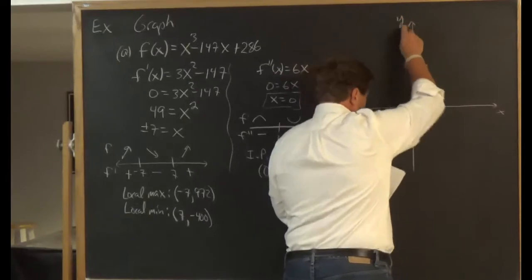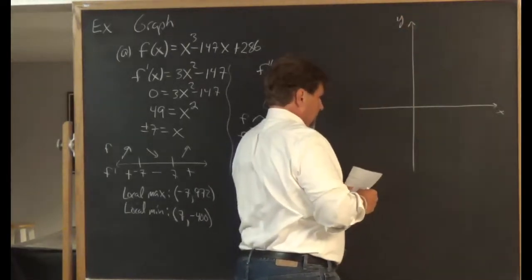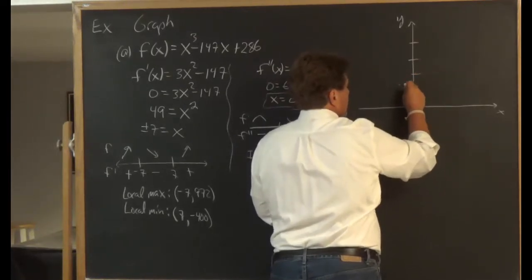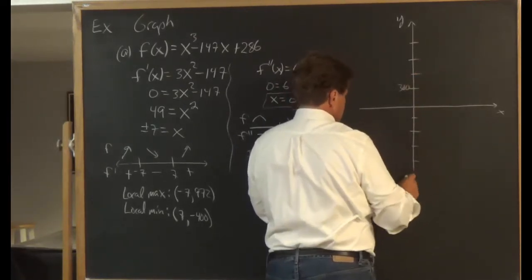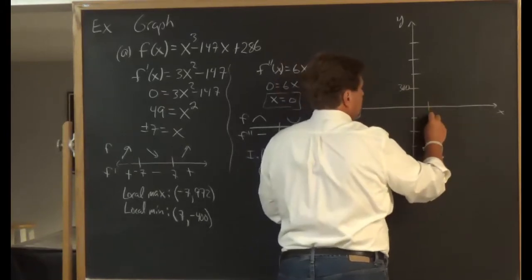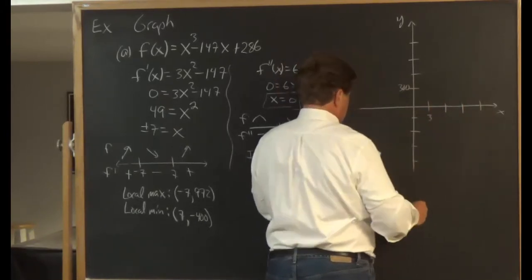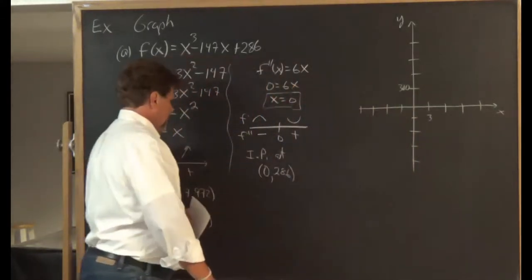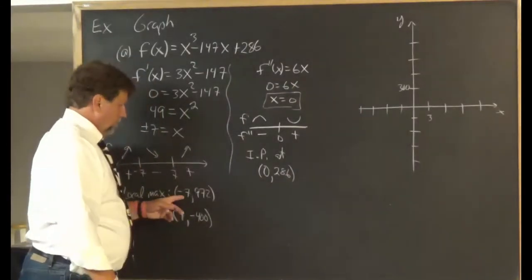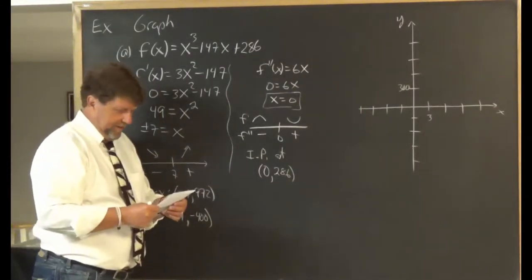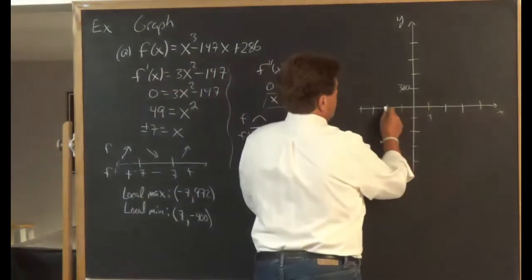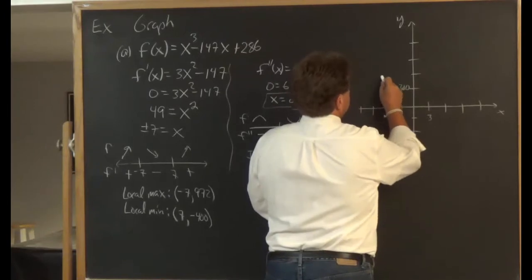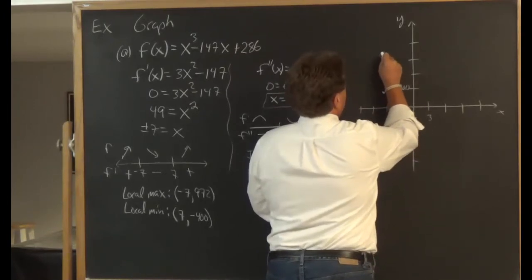So let's see. On my y-axis, I'll scale by 300s. On my x-axis, I'll scale by 3s. And let me plot the points. We have a local max at -7, 972. 3, 6, 7, and what was it? 972. So I'm going to say it's about right here.